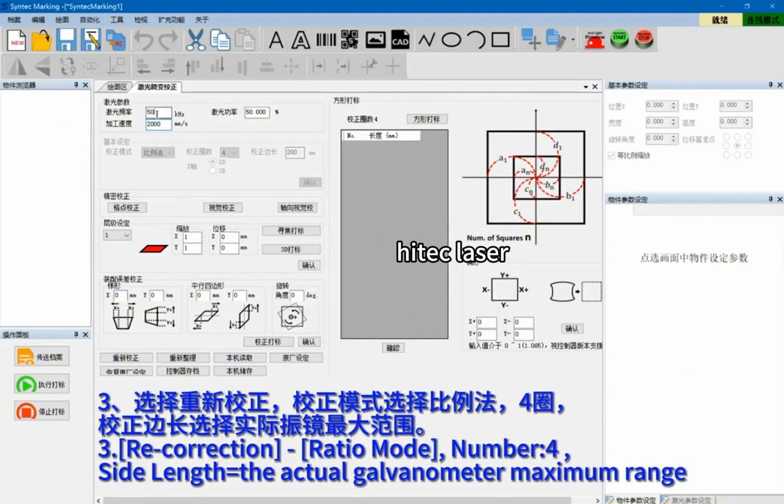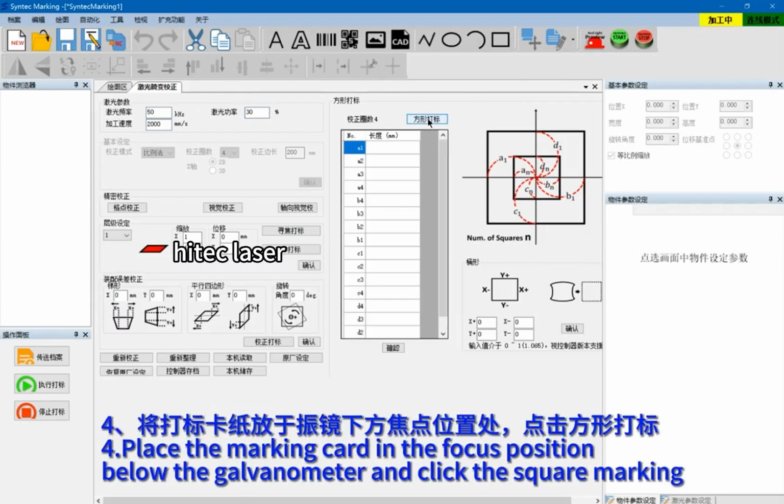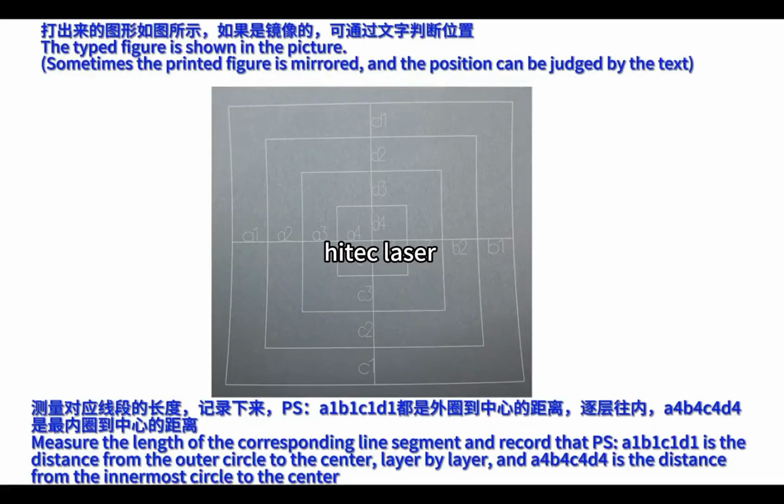Number 4. Side length equals the actual galvanometer maximum range. 4. Place the marking card in the focus position below the galvanometer and click the square marking. The typed figure is shown in the picture. Sometimes the printed figure is mirrored, and the position can be judged by the text.